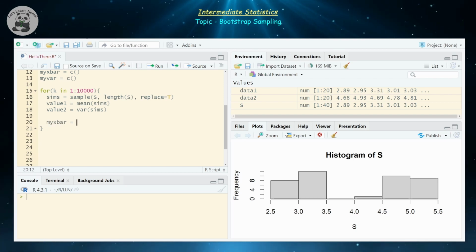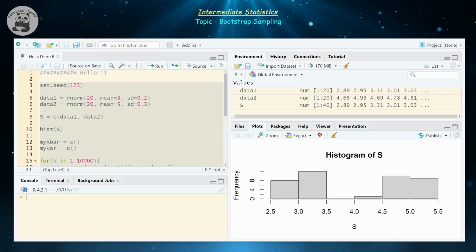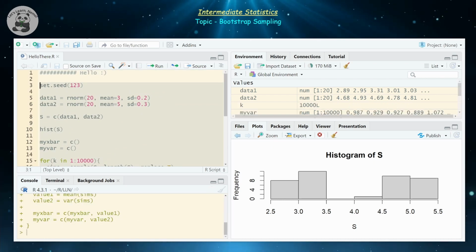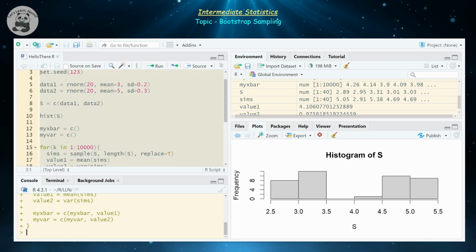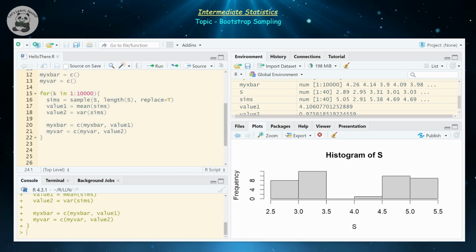So my x-bar vector is going to be updated by that first value, and then my variance vector is going to be updated by that new value too. Once I give that a run, so let's just select all of this and run it. Then we're going to have our little stop sign, and then it's going to run, and that's going to give us our two vectors, both of size 10,000.